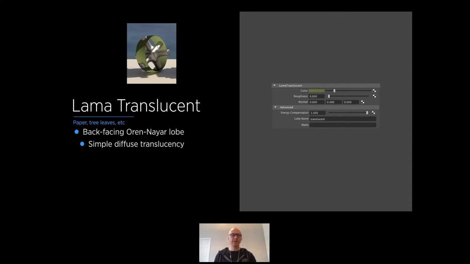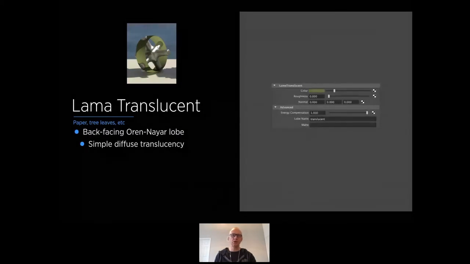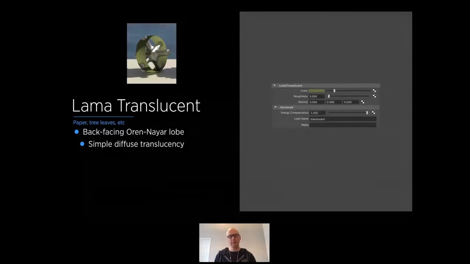Lama translucent is evaluating backfacing diffuse illumination. It is typically used for tree leaves, paper, or thin cloth. It is a separate node to make double-sided materials more controllable and potentially output to a different AOV.